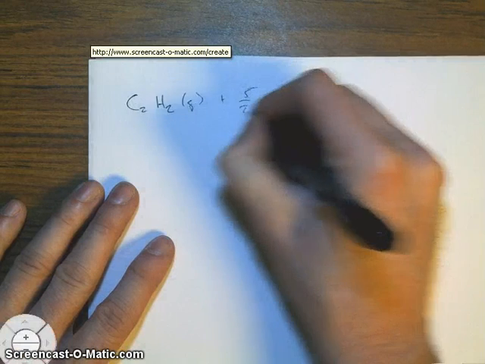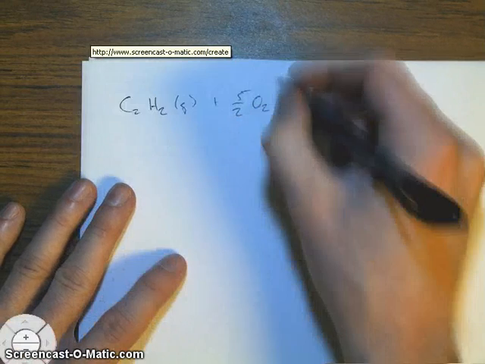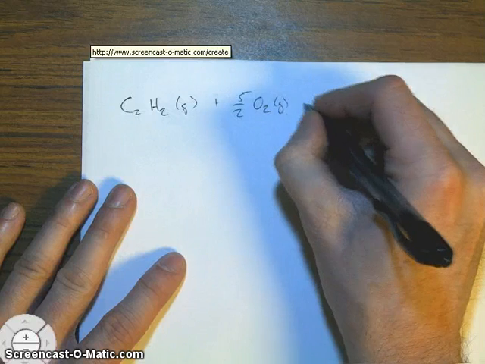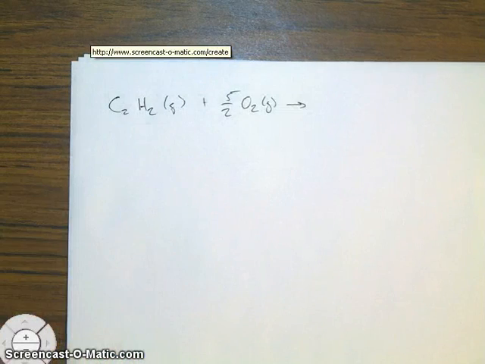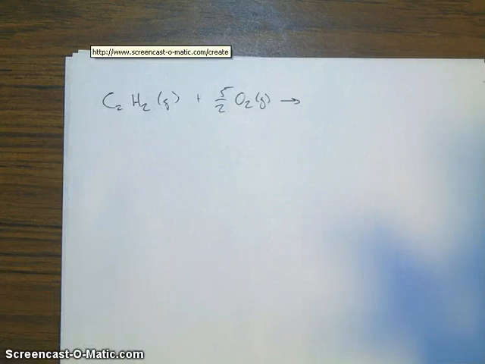I've got 5 halves this time, O2. It's gas. It's really important you actually write out the states of matter for these problems. I want to pause for a second. Does anyone have any questions so far?